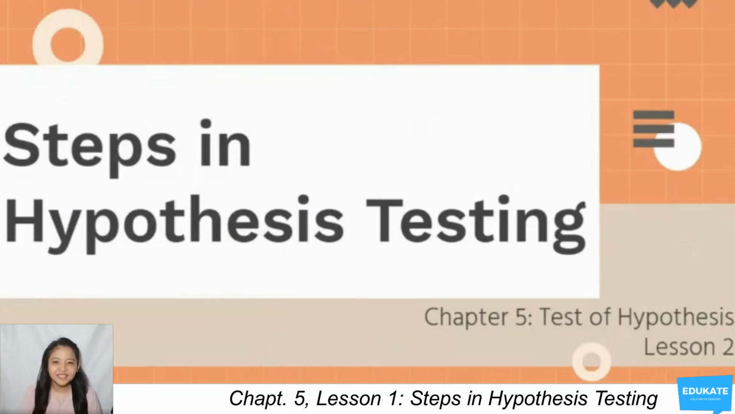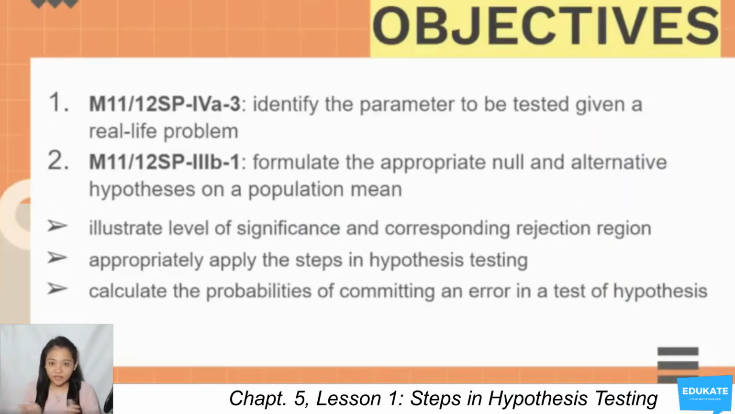So we are still in chapter 5. We are now in lesson 2, the steps in hypothesis testing. There are two main objectives that we are planning to hit: to identify the parameter to be used given a real-life problem, and to formulate the appropriate null and alternative hypothesis. There are also three sub-objectives: to illustrate level of significance and corresponding rejection region, appropriately apply the steps in hypothesis testing, and to calculate the probabilities of committing an error in a test of hypothesis.